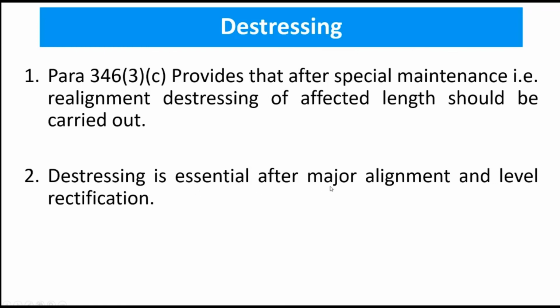This is very important for the major alignment and the level correction rectification. I will just explain why it is so. Say initially we have an irregular alignment. After we achieve this, the length of rail in this irregular alignment was more. Now this has come, the length of the rail between these 2 points has reduced.